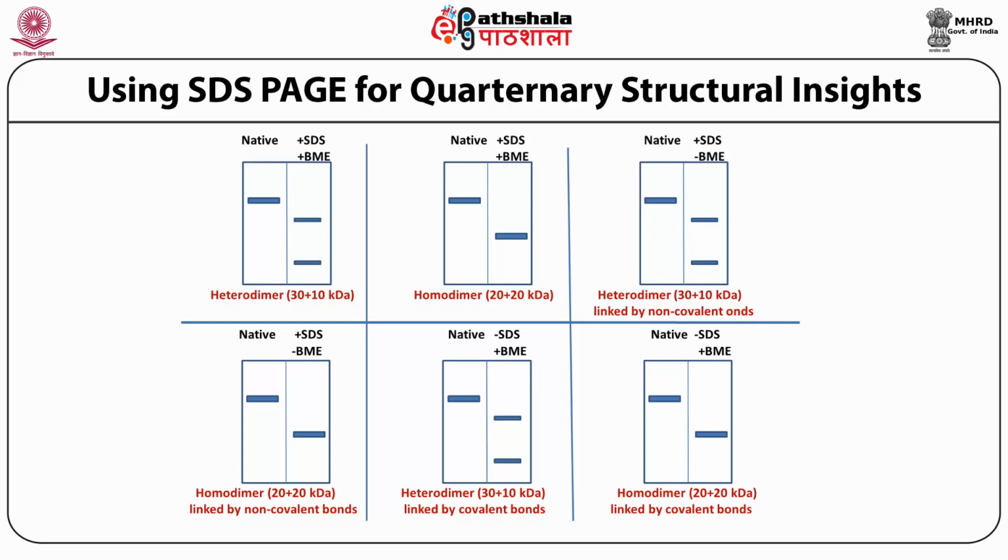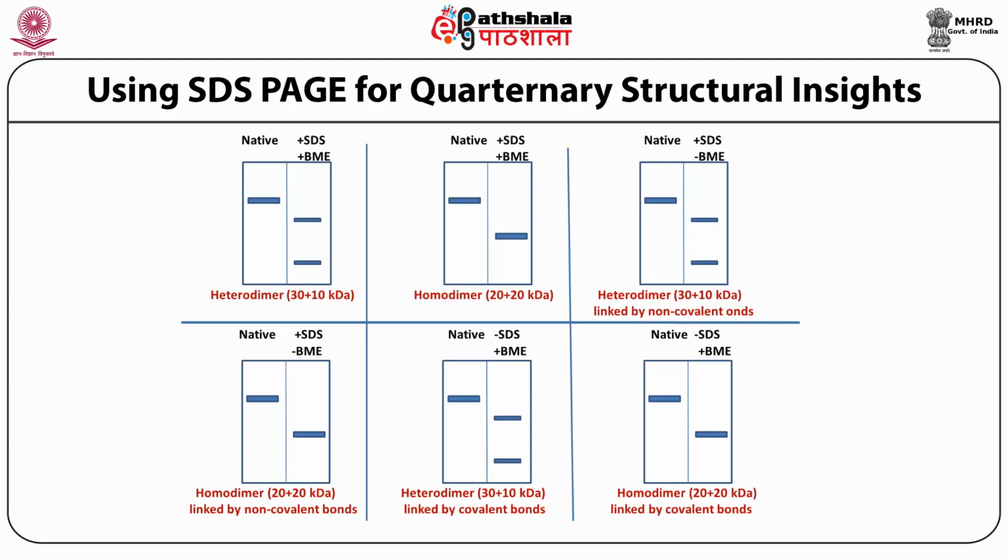Now, let us look at the gel 1. In a native gel, you have a 40 kilodalton protein, while in the denaturing gel comprising SDS and beta-mercaptoethanol, you have two bands of 30 kilodalton and 10 kilodalton. Therefore, it can be understood that the protein is a heterodimer.